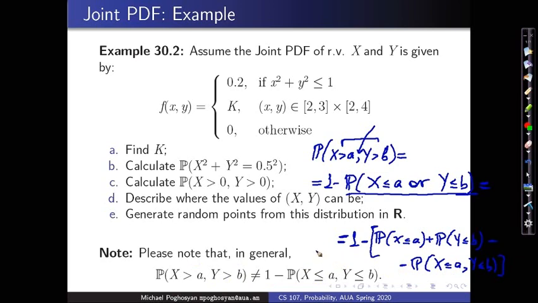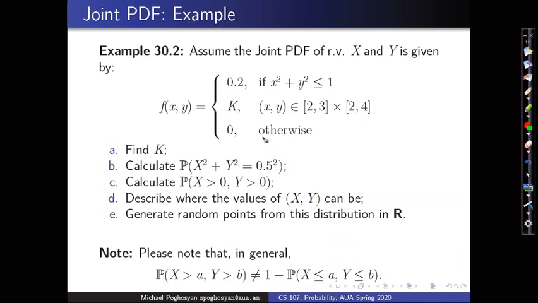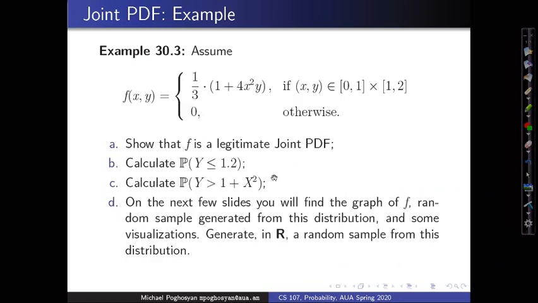Okay. Let's move forward. So the next problem is the following. f is given in the following form. f is this function over the square [0,1] times [1,2]. So x is between 0 and 1, y is between 1 and 2. f is this function and 0 otherwise. Show that f is a legitimate joint PDF.